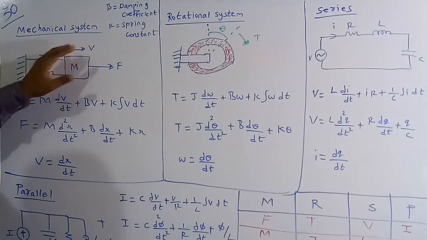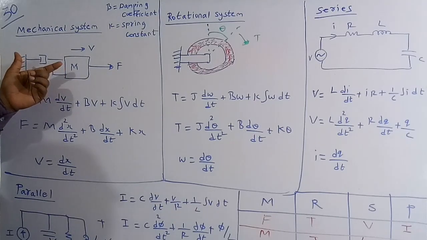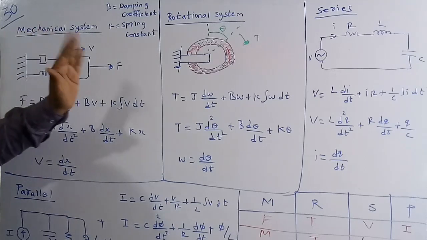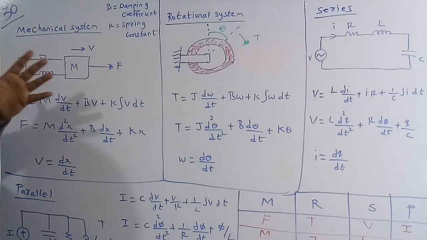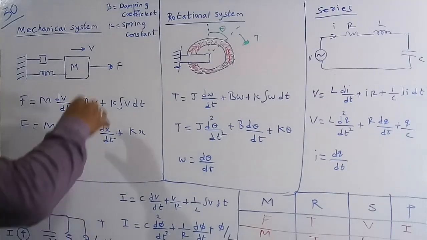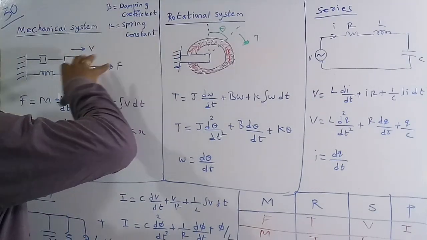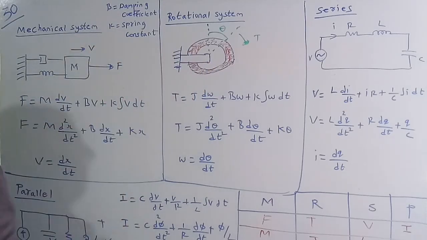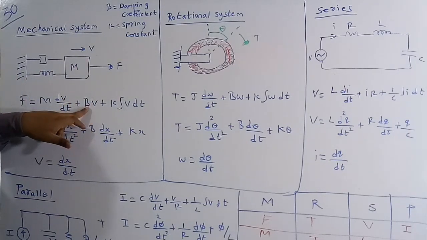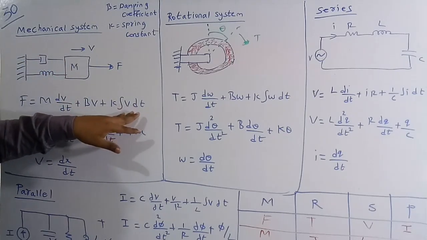For this mass there will be some friction coefficient, which is the damping coefficient. It is not going to let the system move in the forward direction, and there is also a spring constant K, so some amount of elasticity is present. Suppose I want to push this mass in the rightward direction, so this is the velocity it is going to move with. Now I want to write the equations. The net force is equal to m into dv by dt, which is the acceleration, plus this force is going to get opposed, so plus bv, plus k into the integration of v dt.